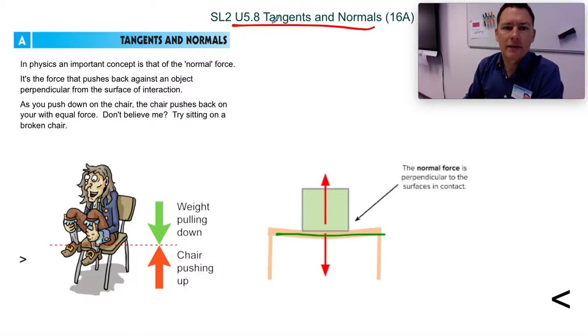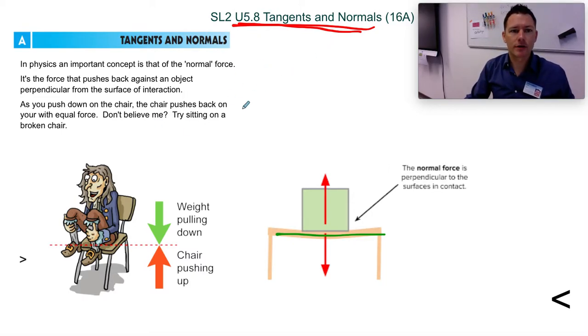Hey dudes, we're on the last chunk, 5/8 tangents and normals. It's out of 16A. And if you're a physics nerd, you're probably experienced with the normals.